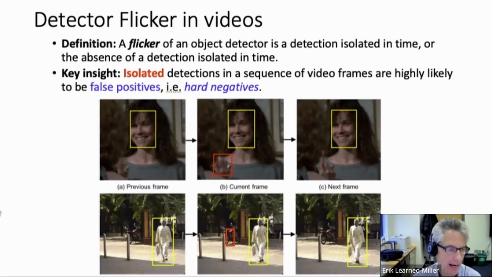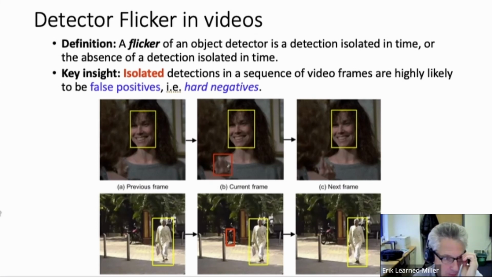And I'm going to define something called a flicker in videos, okay? So imagine as I'm running a face detector in video, you could imagine running a face detector on my live image right now. It would be going detect, detect, detect, and maybe 500 times in a row, it would detect my face.